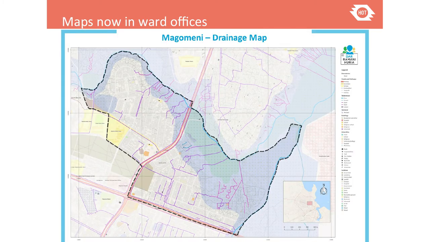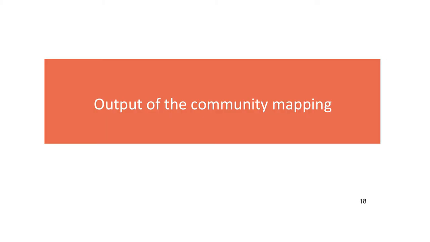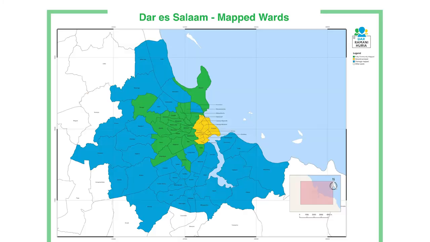This is what is being given. So this is just an example of the maps that we now have in most of the wards that we mapped. With everything that we have been doing, we have been able to map more than 21 wards. The green wards are the ones we mapped for comprehensive mapping, as well as the yellow ones, while the blue ones we are just doing drainage mapping of the city, just to get the drainage system of the city, because as we all know, the project is more concerned with flood resilience, and when you have flood-prone areas, waterways are crucial for the project.